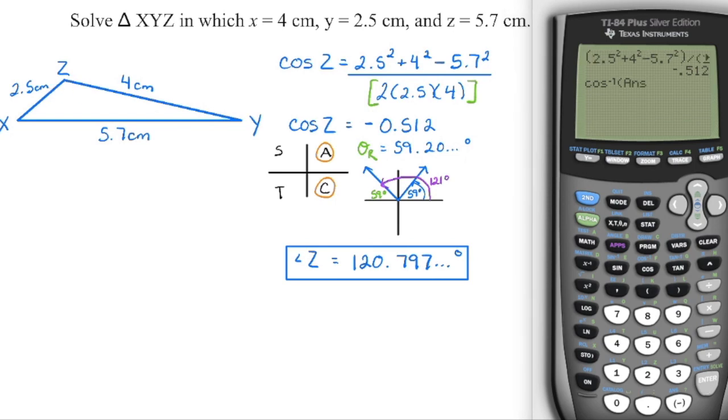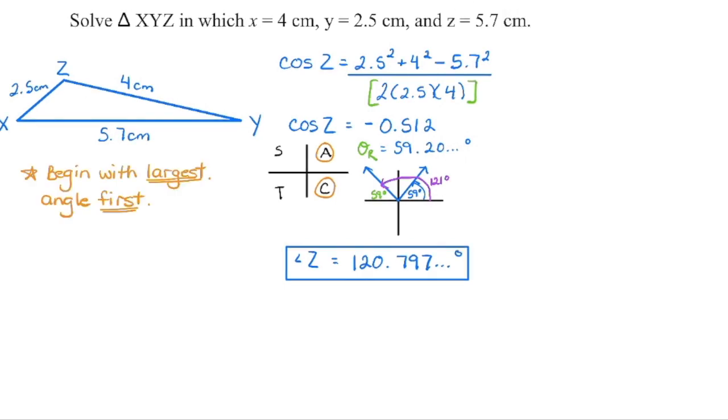Now your calculator, like mine, if we enter the numerator divided by the denominator and get that negative 0.512, I can just go second function cosine, second function answer, and my calculator will give me that angle there. But we want to be aware of what's happening, because you can now see why, if we don't have any angles in the triangle, when using the cosine law, we always want to begin with the largest angle first. We can only have one obtuse angle in a triangle.